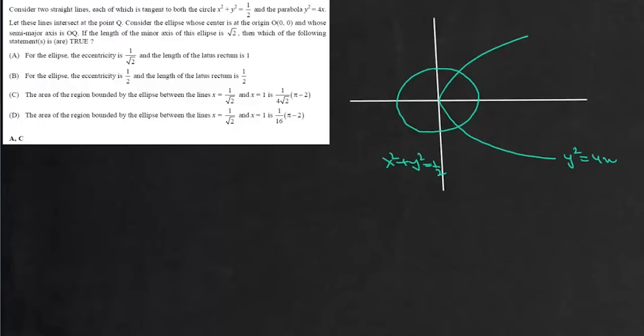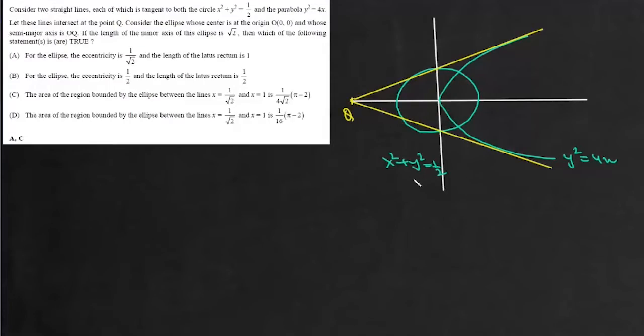Then we have a pair of tangents common to both this circle and parabola. And these lines intersect at this point Q. Now first we have to find this point Q.